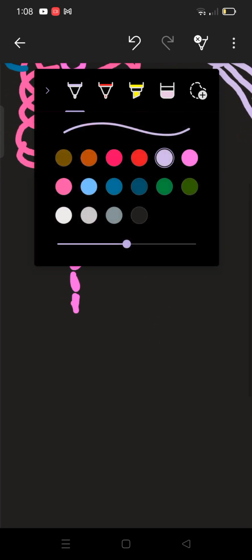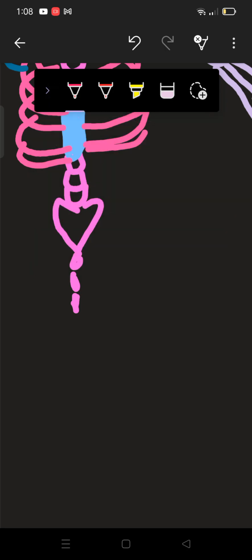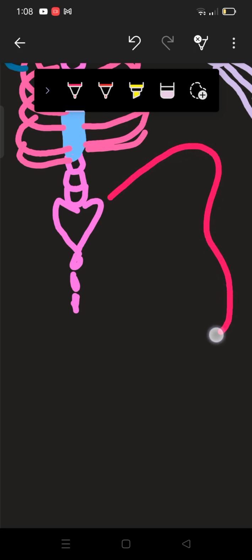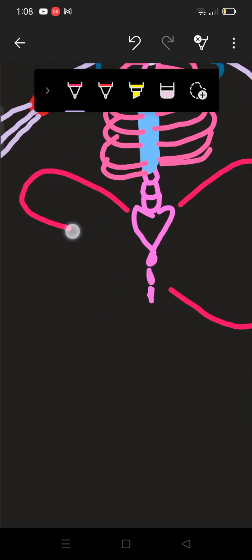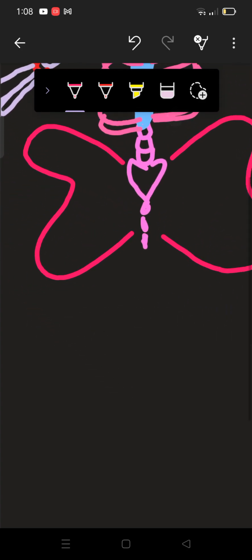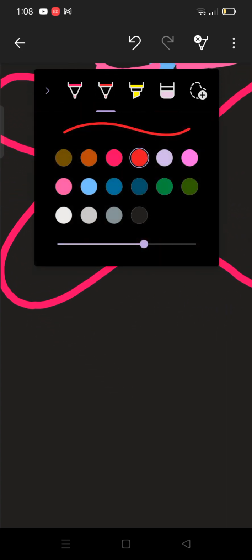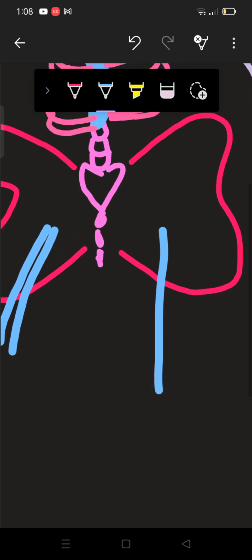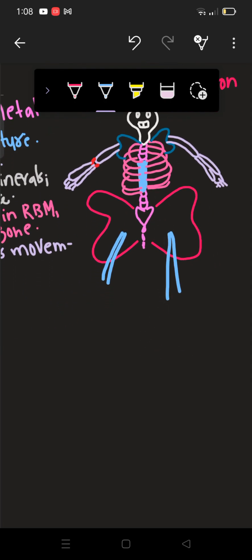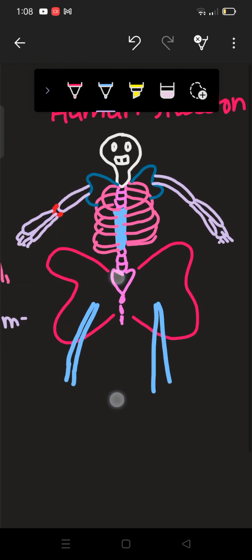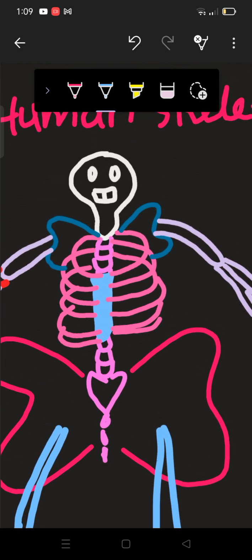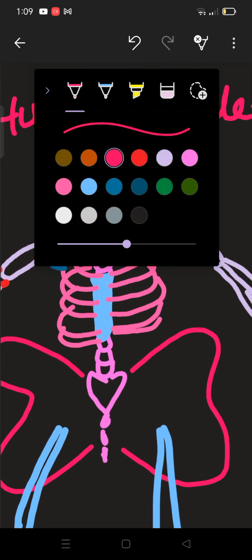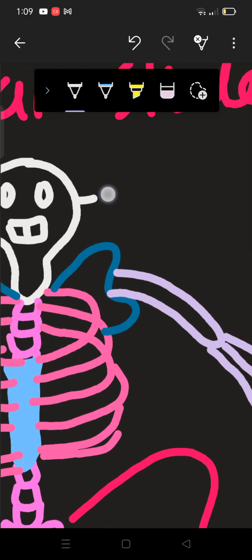So here we have one structure which is known as the pelvic girdle. This is the pelvic girdle, and then again here we have hind limbs, all right. So this is the structure of our human skeletal system. So let me label it first so that we can identify the structures.